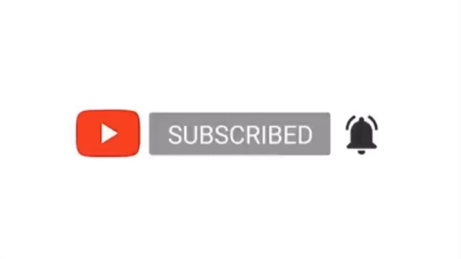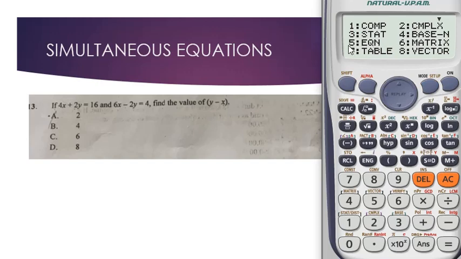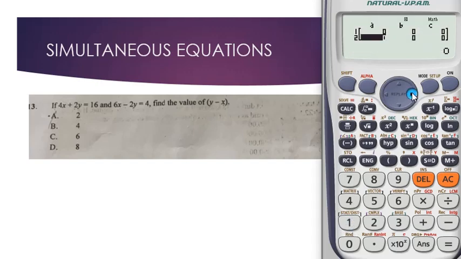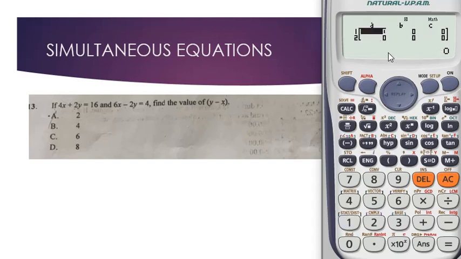So for simultaneous equations, you could also solve them with your calculator. All you have to do is put the calculator in the simultaneous equation mode, and then you are good to go. So click on mode and then click on 5, which represents equations. Now from here you can notice that 1, let's choose 1. This is the simultaneous equation mode. So again, click on 5 then click on 1. Right, you are now in the simultaneous equation mode.